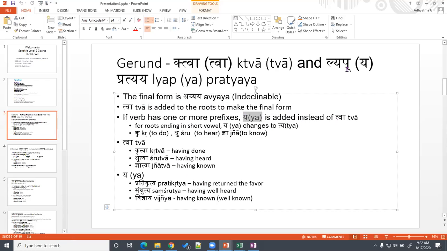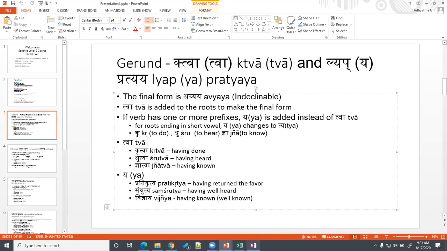So they both serve the same function, exactly the same function. Both suffixes, twa and ya, give rise to the same participle. The difference is, if the root is without any prefixes, you will use twa. If the root is with prefixes, you will use ya. That is the main difference. Both forms are indeclinable.